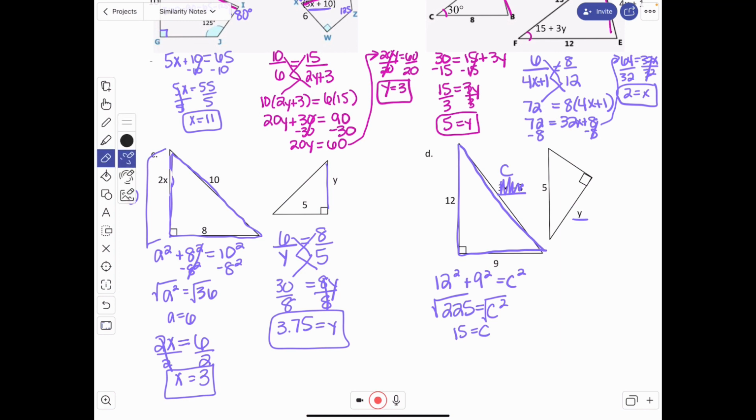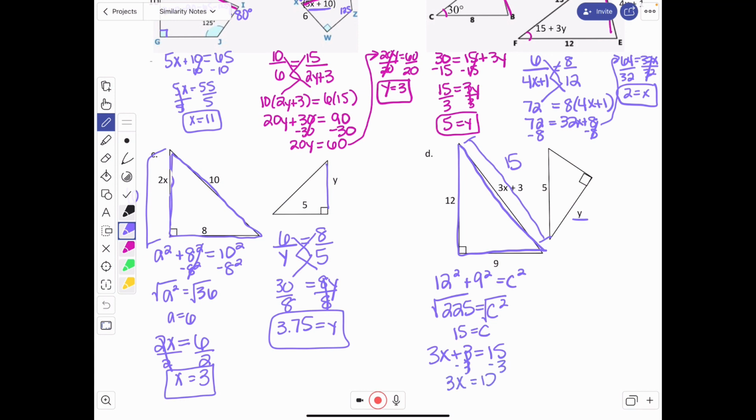Okay? So this whole side is 15. Now, if we're going to solve for x, we need to do 3x plus 3 equals 15. I'm going to subtract 3. I'll get 3x equals 12. Divide by 3, so x is going to be 4.